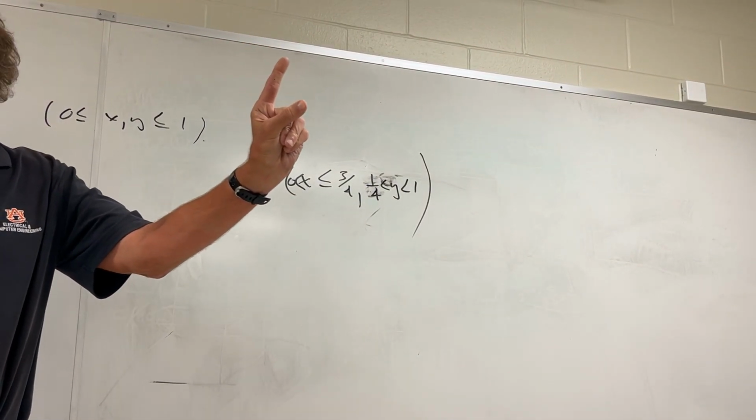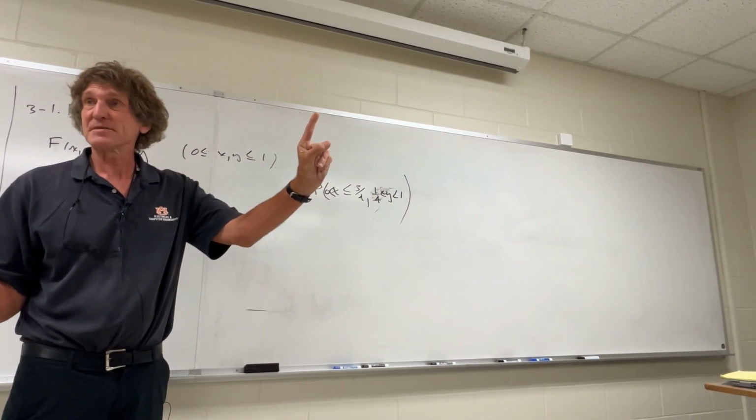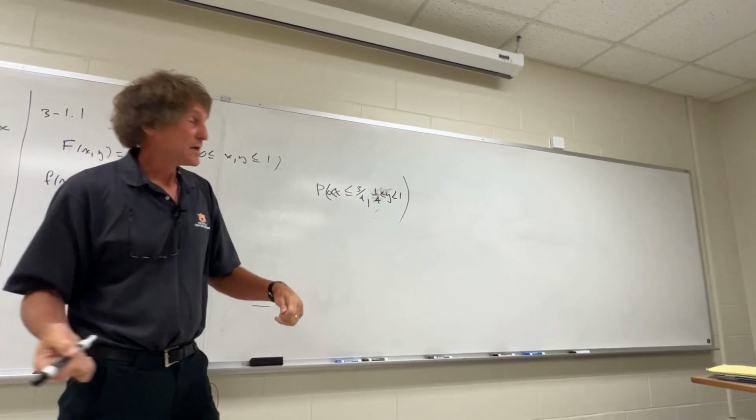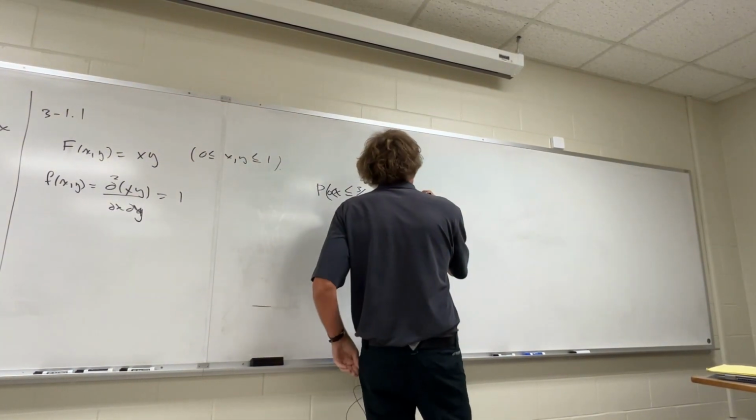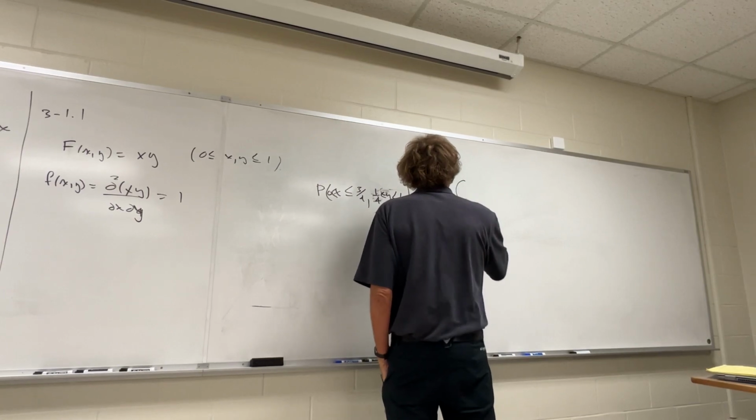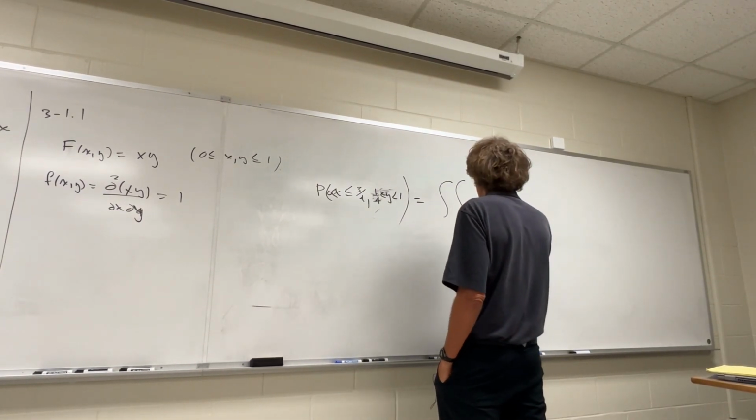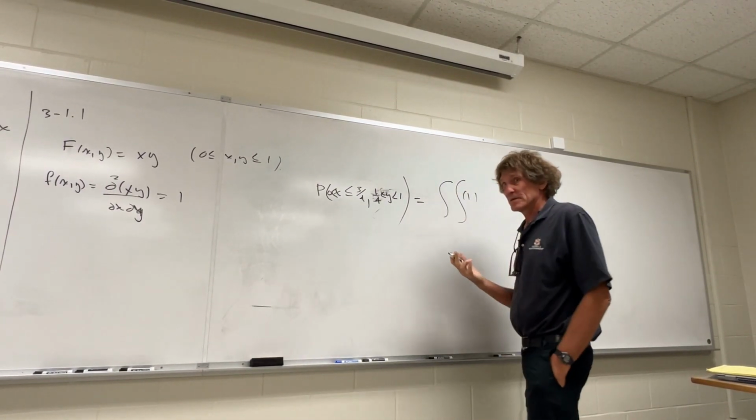That's the easiest density function there is. Joint density is a constant, it's the easiest. So the only thing you do for this, you could do it a couple different ways. It'll be a double integral of f of xy. It's 1. That's all that is, right?